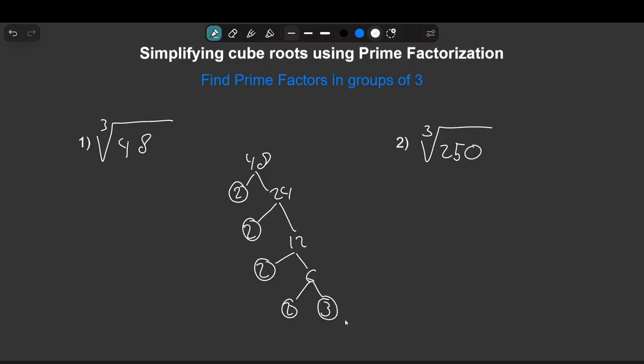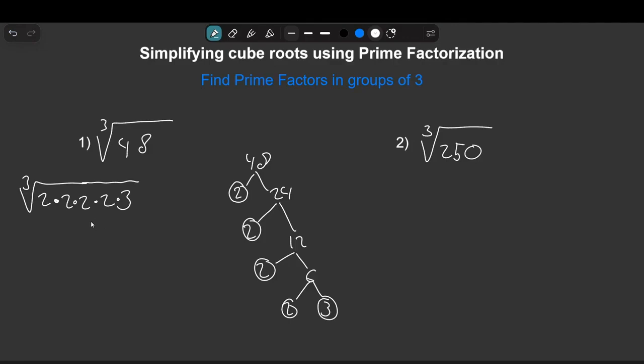So now that we have the prime factorization of 48, we can rewrite the cube root of 48 with these factors. We can rewrite this as the cube root of 2 times 2 times 2 times 2 times 3. Let's use a dot for times. This is still equivalent to 48, so we're not changing the value of anything.